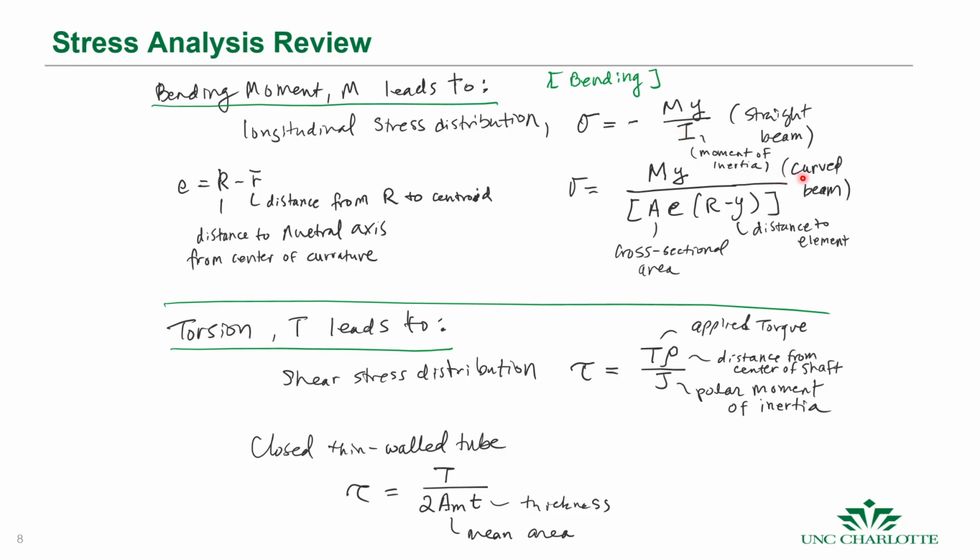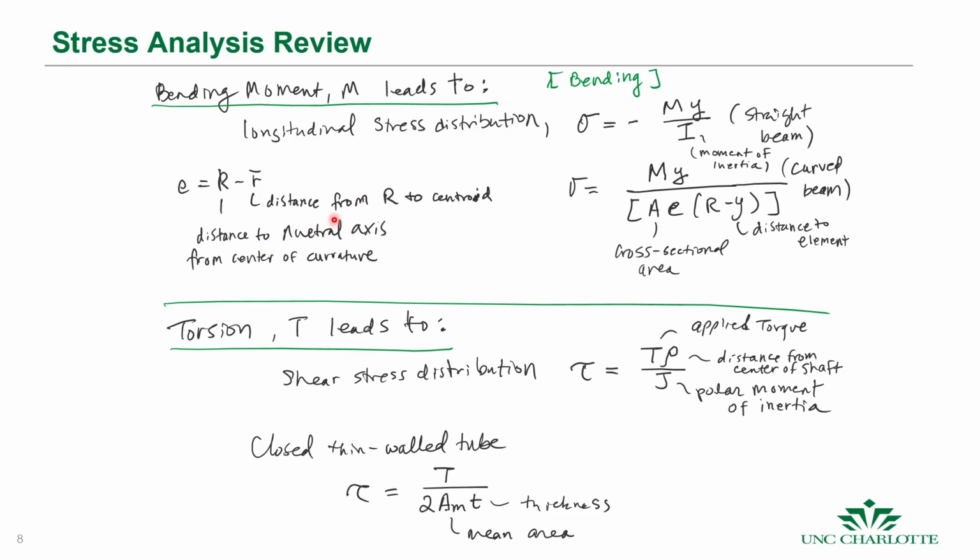And then in a curved beam, we have My. Instead of over I, we have to change the geometry to the curvature. And we have A, which is the cross-sectional area, e, which is the eccentricity, and then r minus y. And then e is defined as R, which is the distance to the neutral axis, minus r, which is the distance to the centroid. And we'll show you those equations as well.